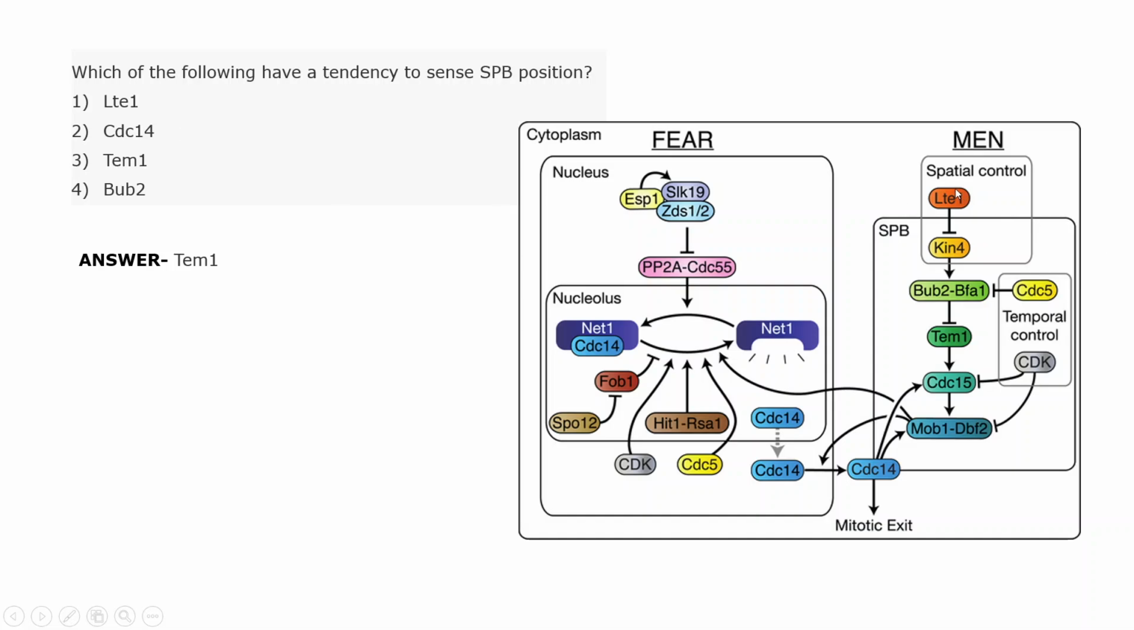LTE1, you can see that it has another function there, and CDC14 also has another function. It can lead to mitosis exit, but however, it cannot sense whether the spindle pole body position is actually there. Only when the spindle pole body is at the particular pole, at that polar region itself, only then can mitosis exit take place. So that is sensed by this TEM1 complex.